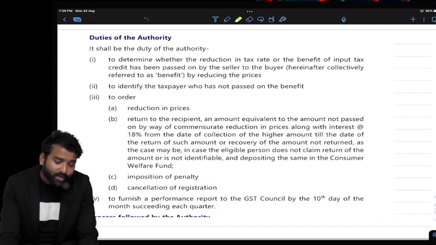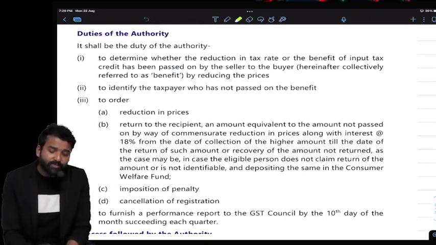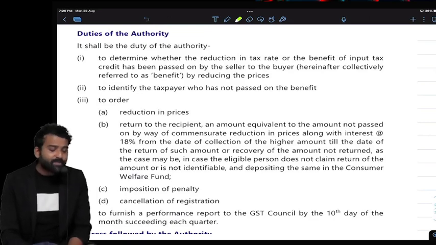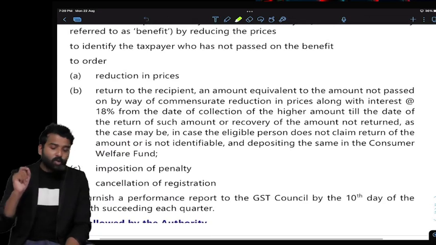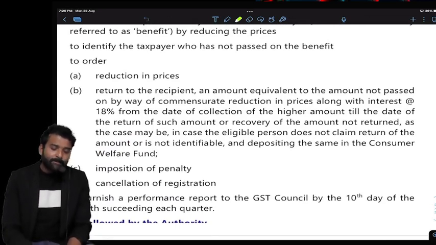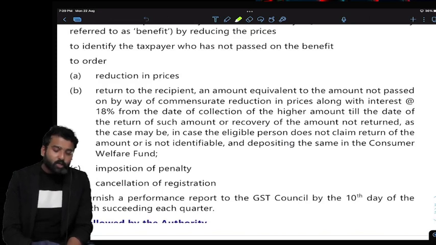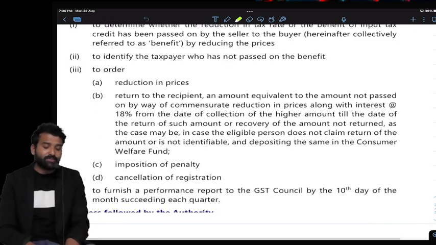So what are the duties of this authority? They have to determine whether the reduction in tax rate or the benefit of the ITC has been passed on to the buyer or not. To identify the taxpayer who has not passed on the benefit, they will order the company to reduce the prices, to return the amount to the customer if it is possible. They can also impose the penalty. They also have the power to cancel the GST number as well.